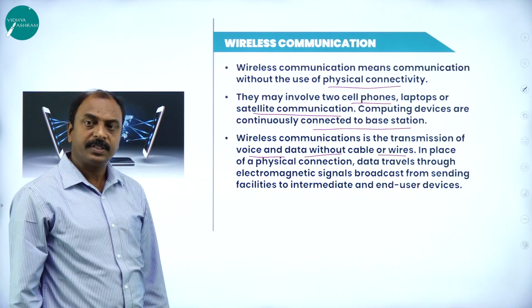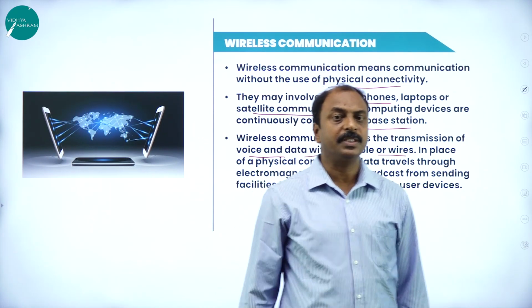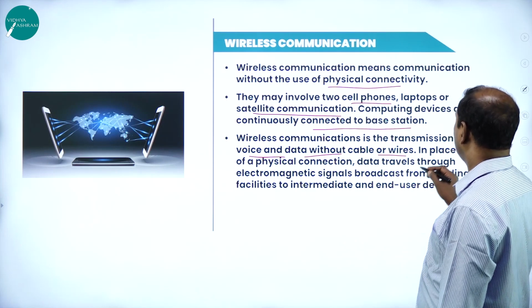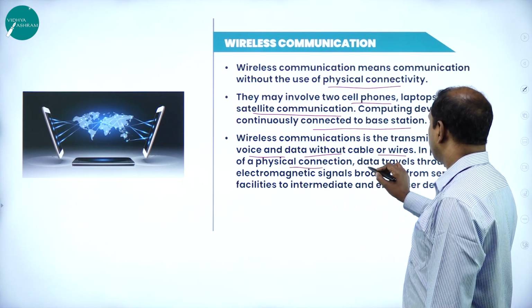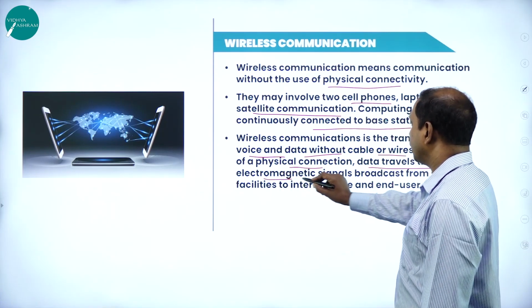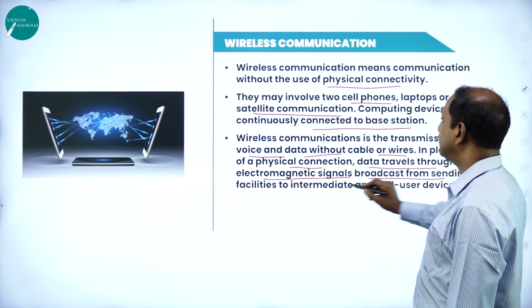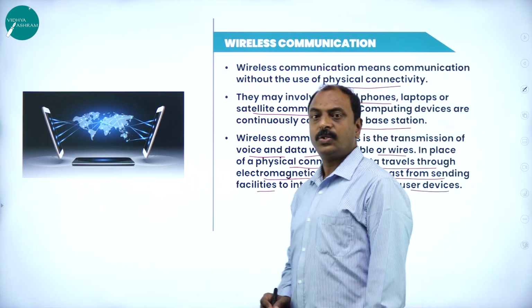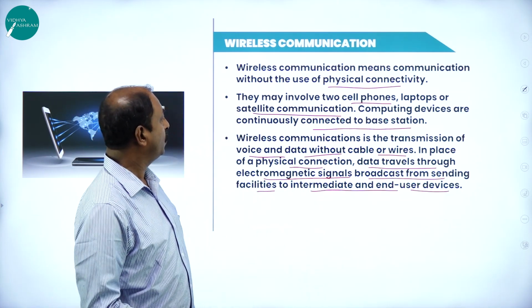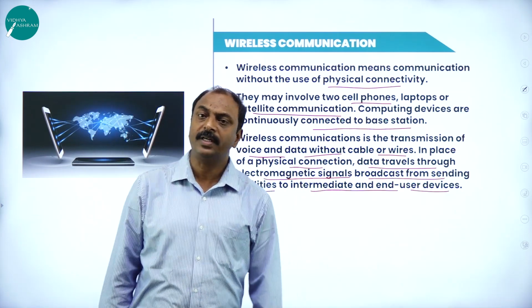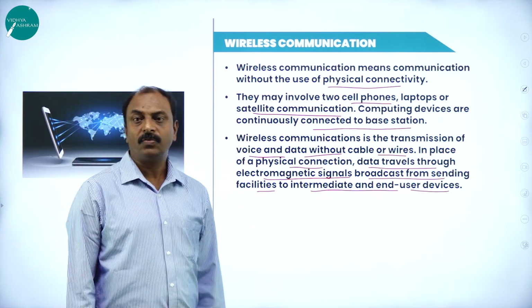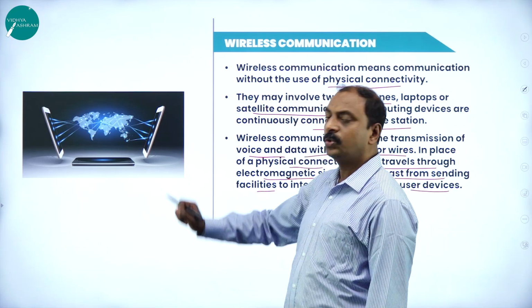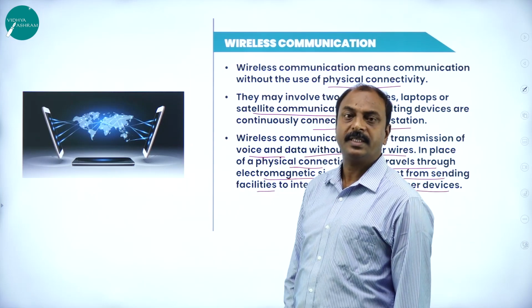There is no direct physical connectivity between two computers or computer devices or computer peripherals. Then how do they communicate? In place of physical connection, the data travels through electromagnetic signals or broadcasting from sending facilities to intermediate and end user devices. The communication takes place through electromagnetic signals with different technologies. A very good example nowadays is communication between two mobiles, or two mobile devices.